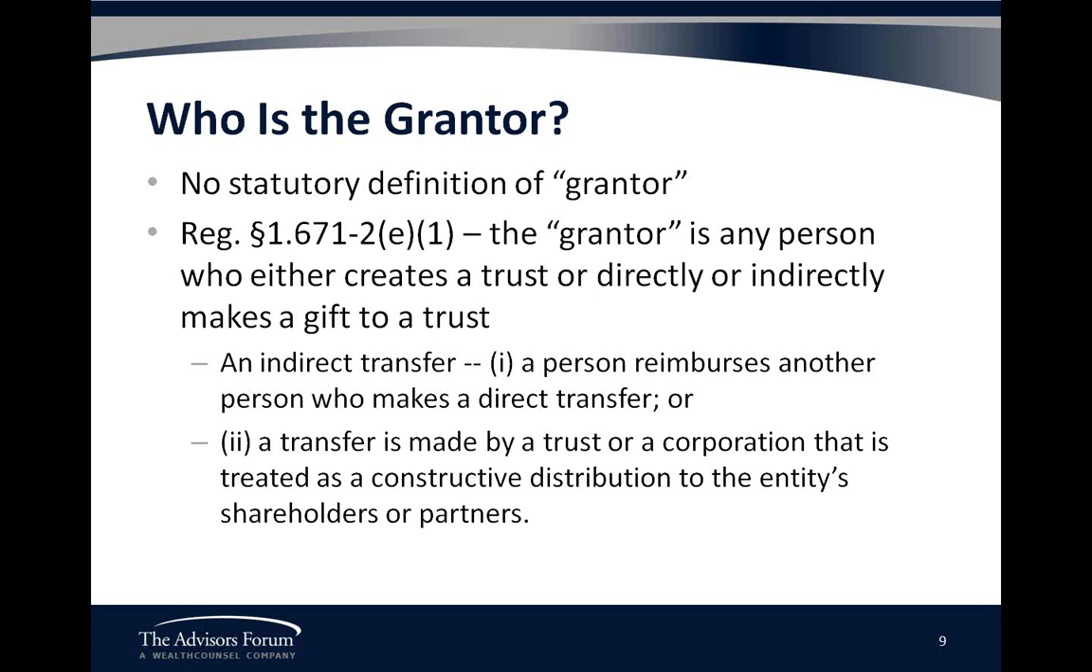And here we go, because this comes up all the time where clients like to say, well, gee, I can't give any more money to my brother. Can I give it to my cousin who then gives it to my brother? Well, that's an indirect transfer. So a person reimburses another person who makes a direct transfer. That's an indirect transfer. And then a transfer is made by a trust or a corporation that is treated as a constructive distribution to the entity, shareholders, or partners.